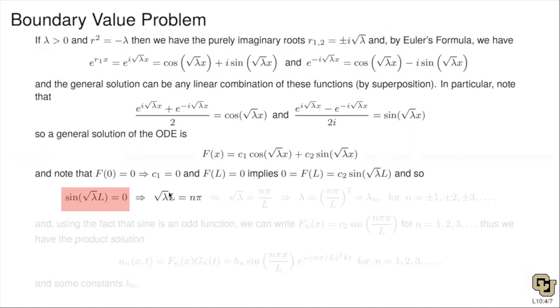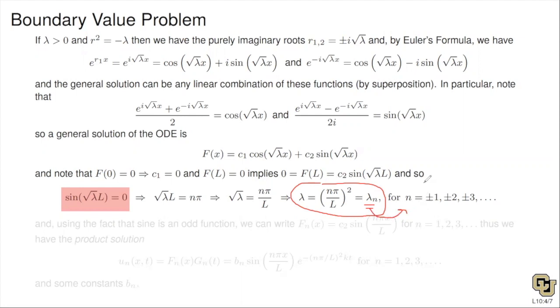And here, L is a constant. I'm going to divide by L to isolate the square root of lambda, and then I'm going to square both sides. And so now I know what the eigenvalue is. So this is the value of the eigenvalues. And you can see there's more than one.